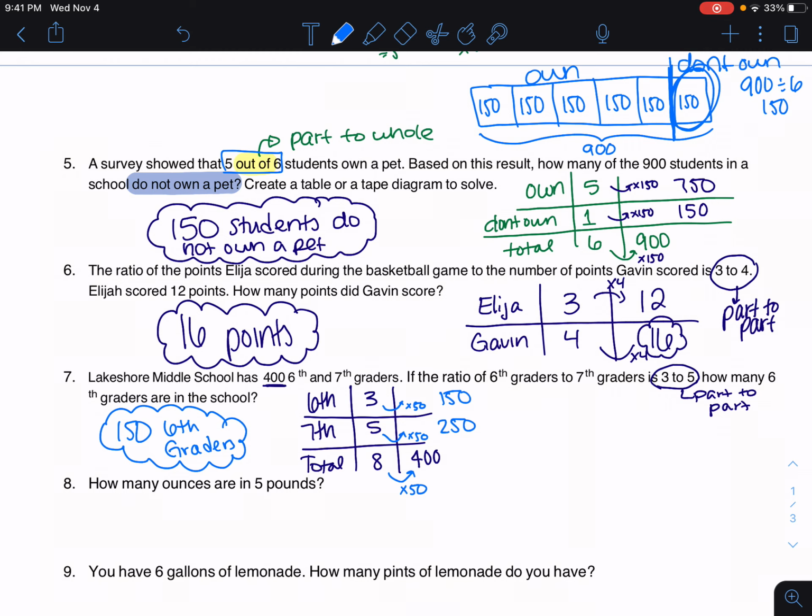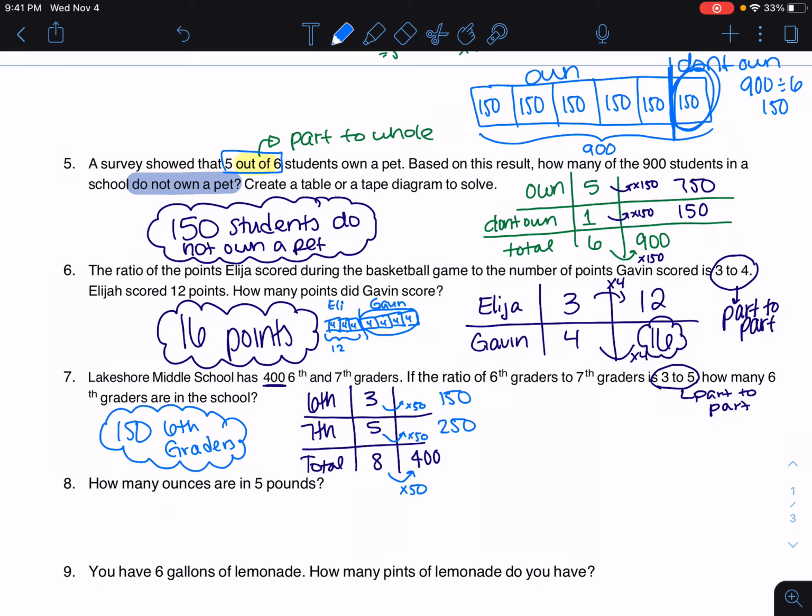For Eli and Gavin, my tape diagram would have 3 on one side of the line and 4 on the other. And then this is the Eli side, this is the Gavin side. And then I'm going to have 3 of these 3 boxes are going to have 12 points total. So there's going to be 4 in each box. If there are 4 in each box, then Gavin here has 16 points.